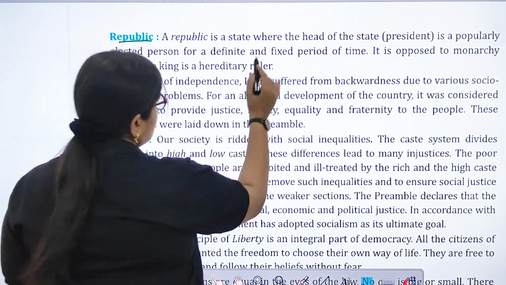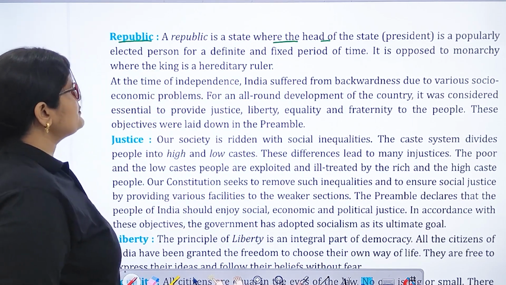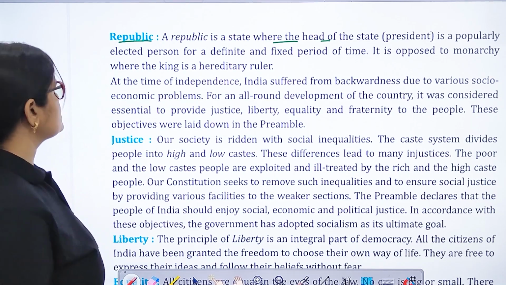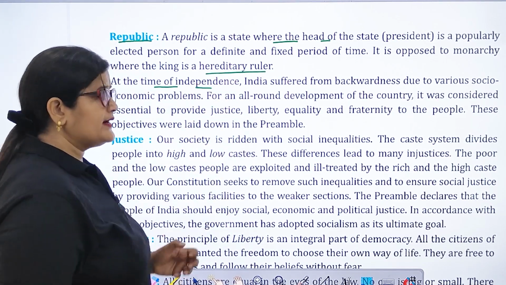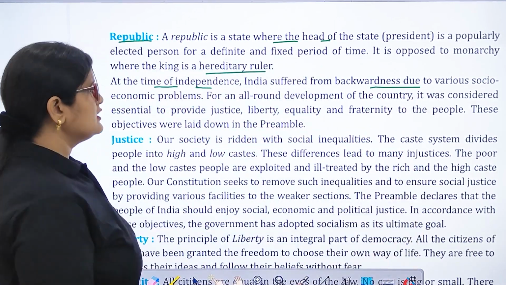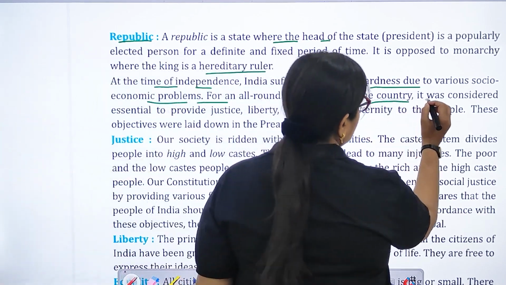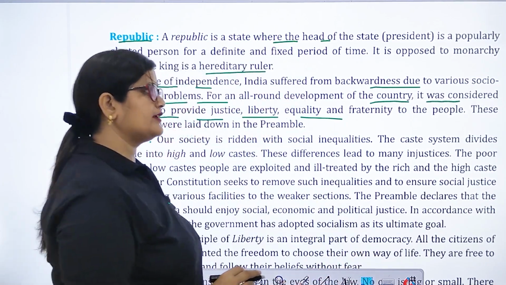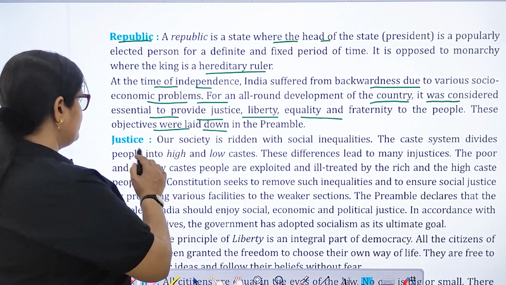Republic. A republic is a state where the head of the state is a popularly elected person for a defined and fixed period of time. It is opposed to monarchy where the king is a hereditary ruler. At the time of independence, India suffered from backwardness due to various socio-economic problems. For an all-round development of the country, it was considered essential to provide justice, liberty, equality and fraternity to the people. So these objectives were laid down in the preamble.